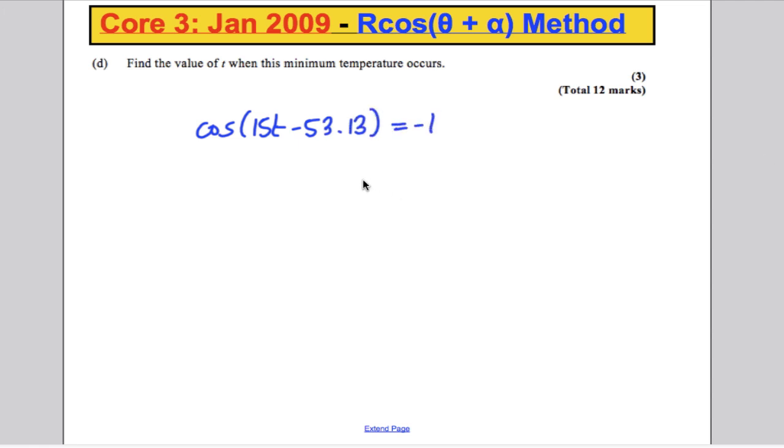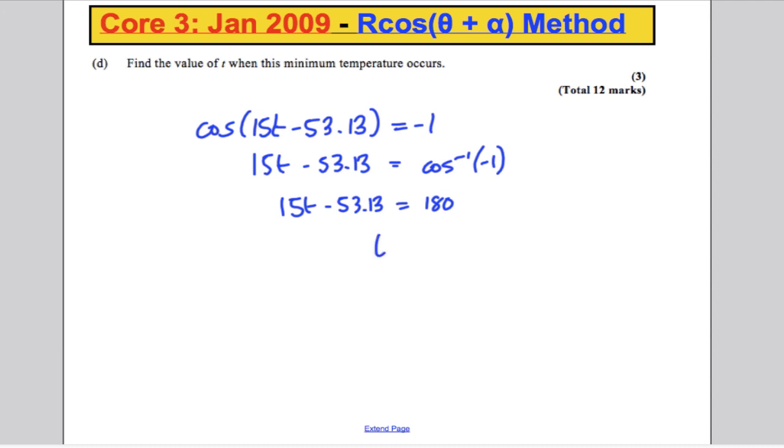Easiest thing to do, take the inverse cos of both sides. So 15t subtract 53.13 is the inverse cos of -1. If you do that on your calculator, you get 180 degrees. So 15t subtract 53.13 is equal to 180. And to get t, you simply add 53.13 to both sides, and then you divide by 15. Tapping that in the calculator, (180 plus 53.13) divided by 15 is 15.5. So 15.5, and you're done.